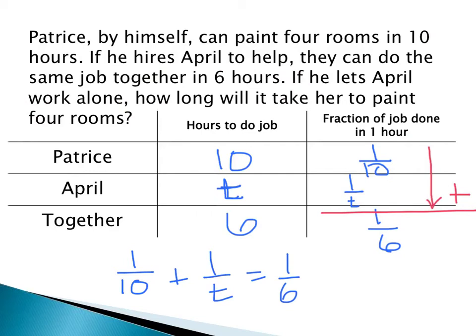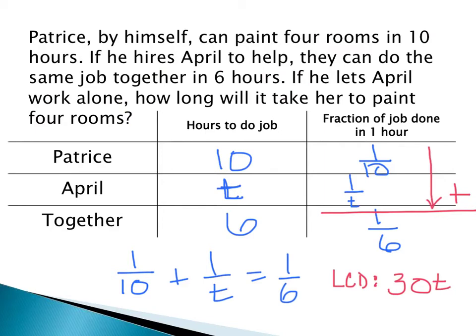Well, we've got a variable in the denominator, so we're going to need to clear the fractions. To do that, we need the LCD. We know we need a T. Now, what is the smallest number that both 6 and 10 divide? 6 does not divide 10, so we always take the bigger one. Let's double that. 20. Does 6 divide 20? No. 30. Does 6 divide 30? Yes. So 30T is the LCD.